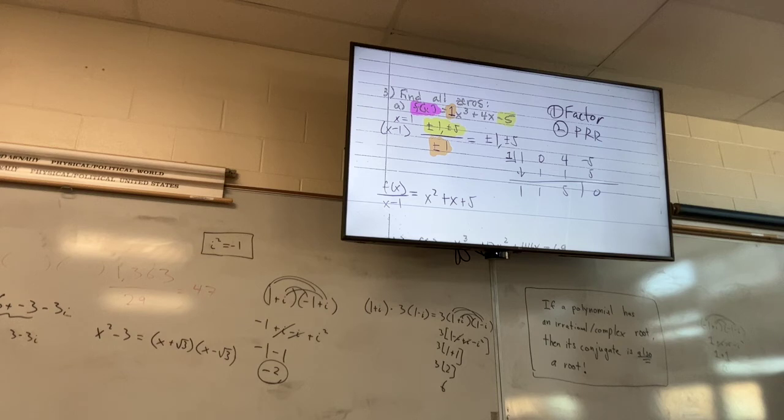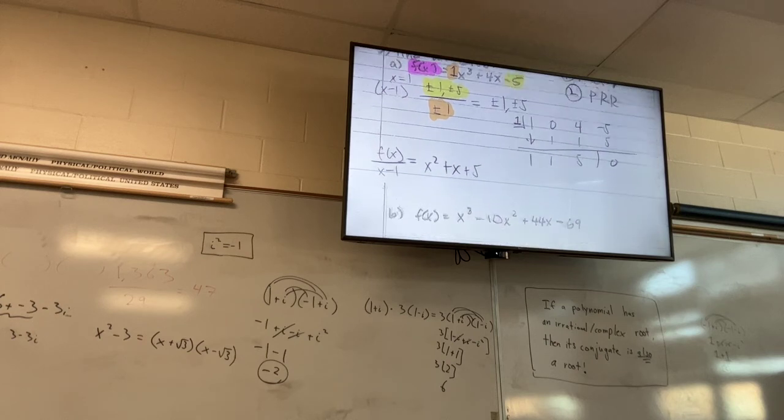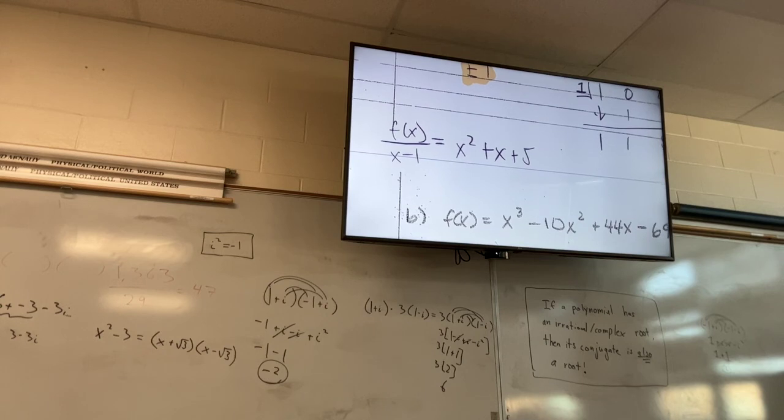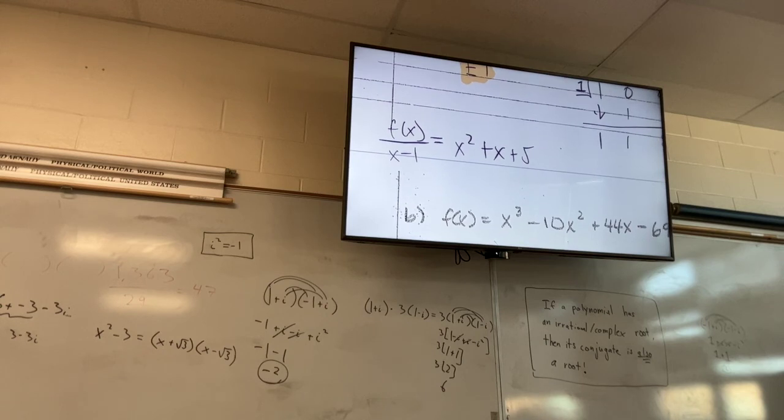Is that factorable, the quadratic? So we know one of the roots is 1, and then we just have to factor that quadratic to get the others. Or can you factor it? I don't think you can.